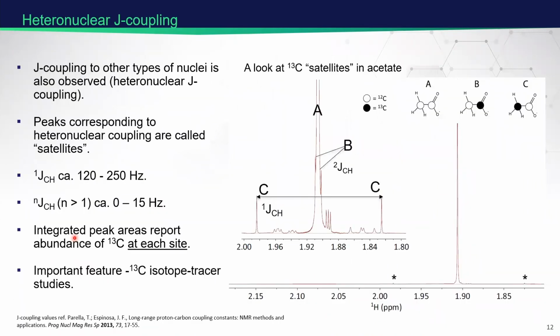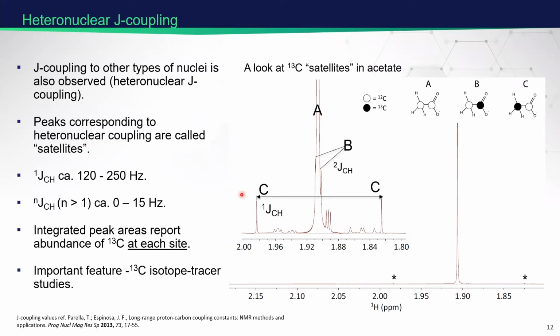We also see J coupling to other NMR active nuclei. It's a little harder to spot in a natural abundance spectrum because carbon-13 is only 1.1% naturally abundant. But if we have a sufficiently intense peak in the spectrum, we can see these. And so I want to show you this example of what we call carbon-13 satellites in acetate.